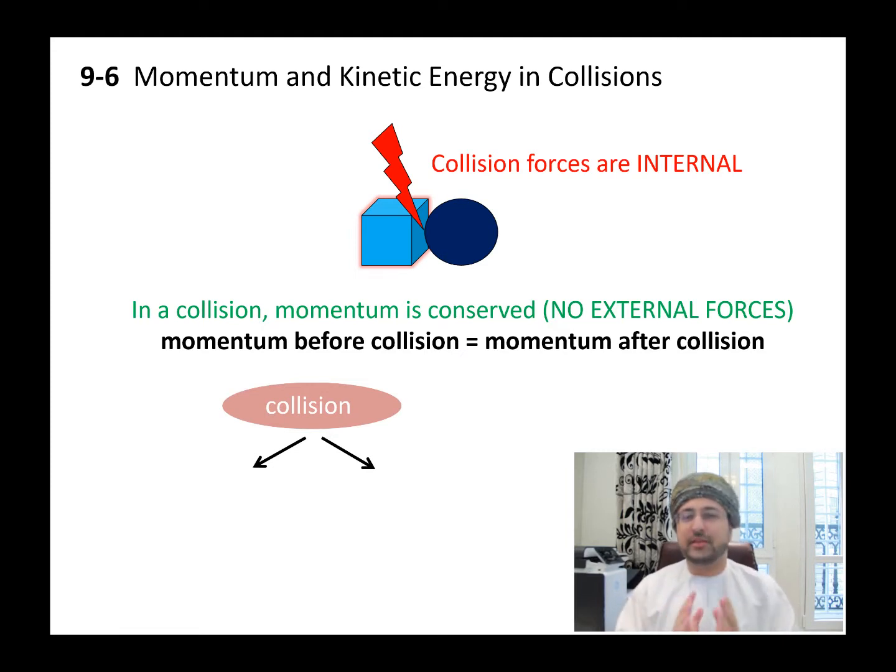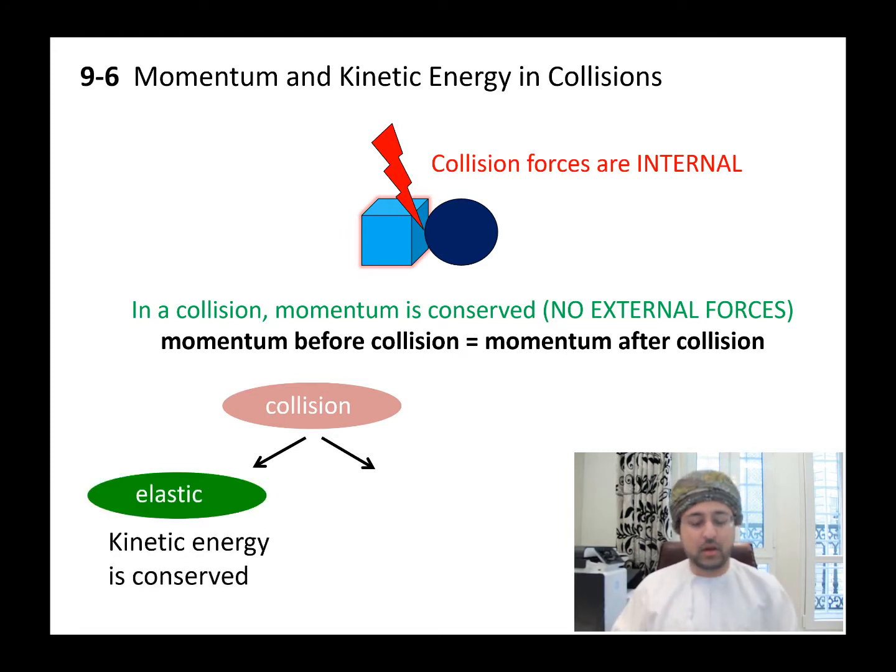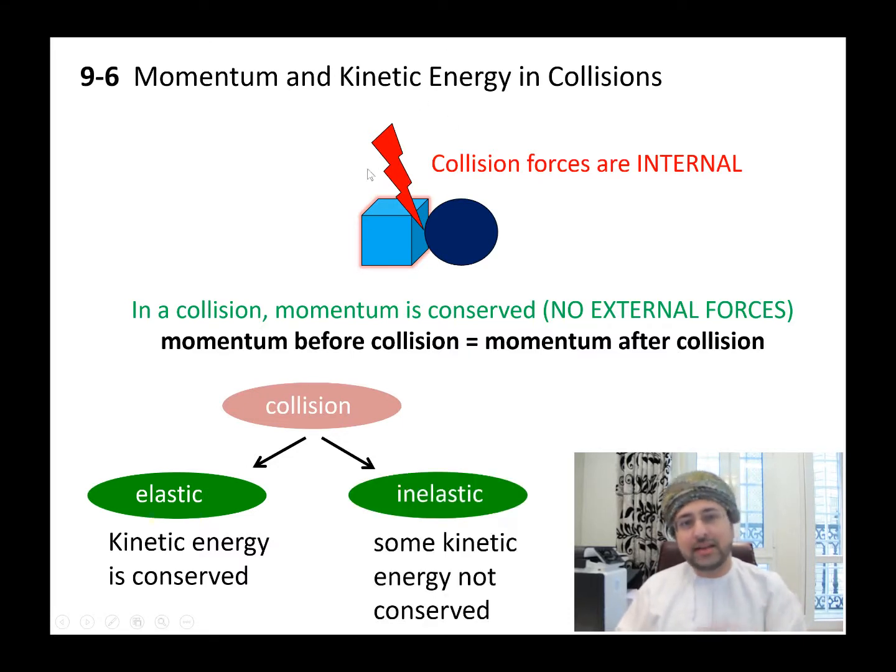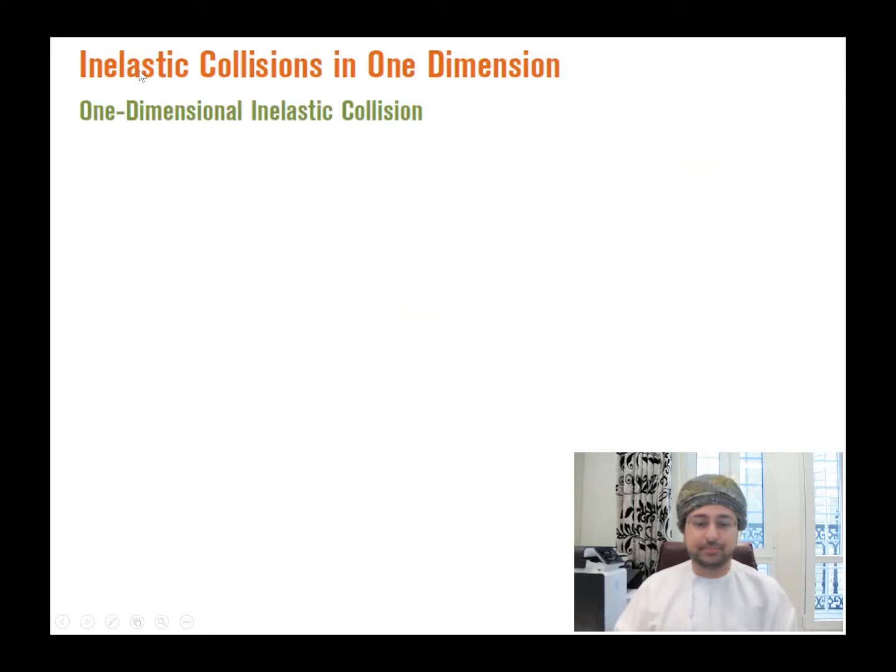What's the difference between these three cases? Well, one is called elastic, in which kinetic energy is conserved. One is called inelastic, where some kinetic energy is not conserved. And then we have a special case, which we call completely inelastic, in which after the collision, the objects just stick to each other like a really, really bad car accident. What's the difference? We will start with inelastic collisions first.